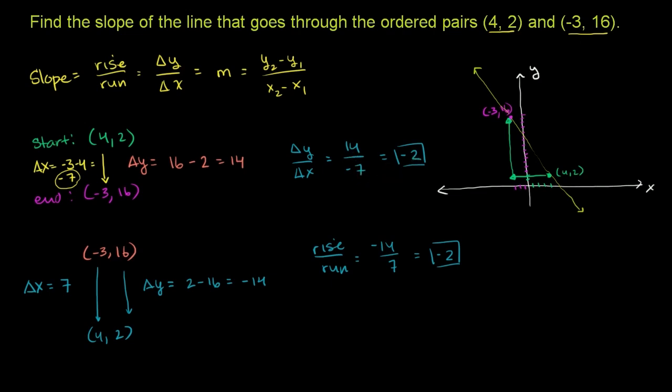When we did it the other way, we started at this point and then ended at this point. Started at negative 3 comma 16 and ended at that point. So in that situation, our run was positive 7. And now we have to go down in the y direction since we switched the starting and the end point. And now we had to go down negative 14. Our run is now positive 7 and our rise is now negative 14. Either way, we got the same slope.